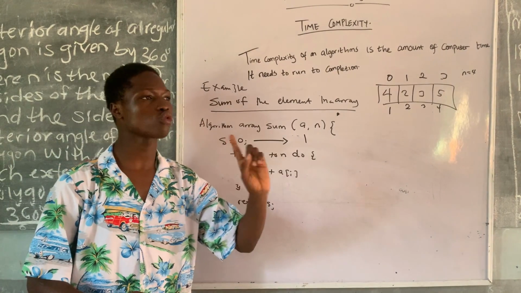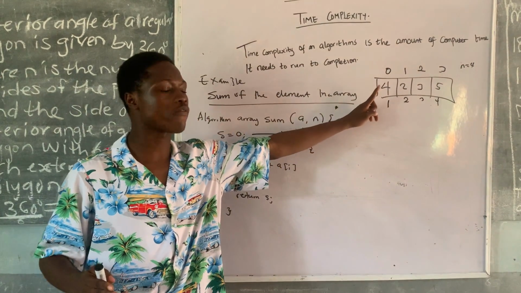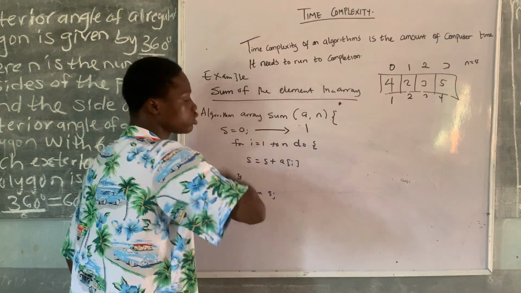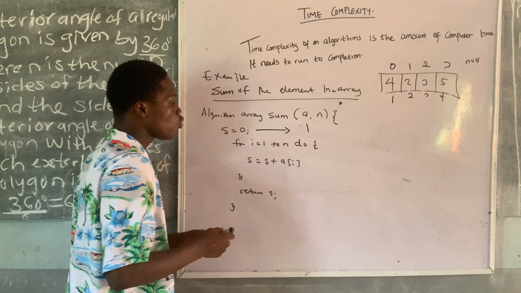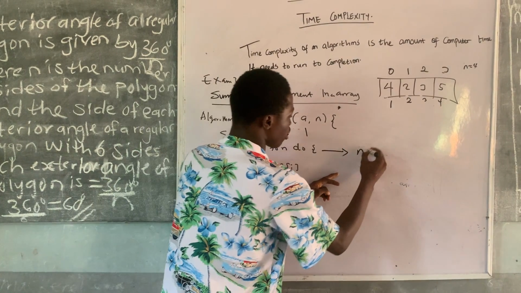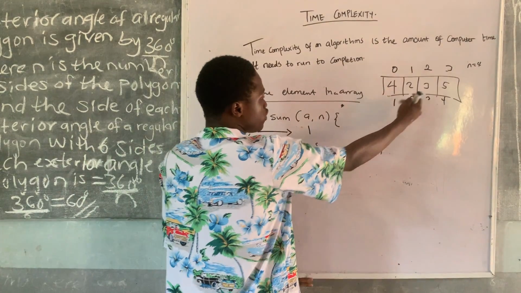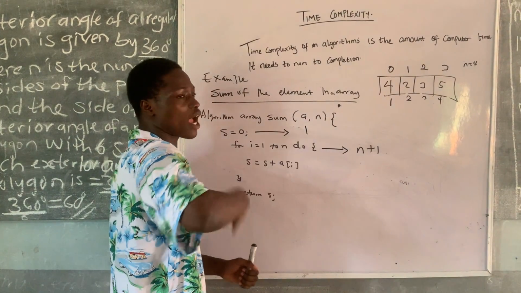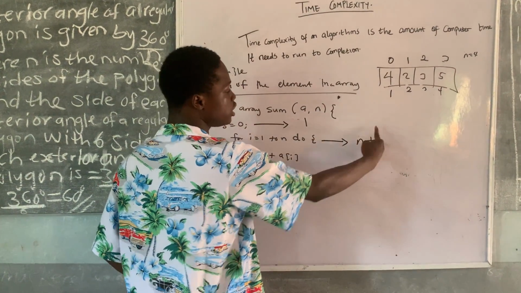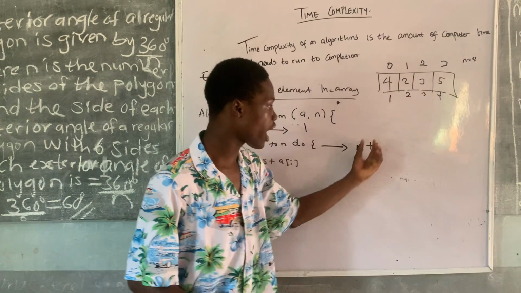Now, for i equals 1 to n: if you start from 1, it's going to count up to the number of your elements. The first element, the second element, the third element, the fourth element, so this is going to be n plus 1, because it starts from the initial check. You need to go 5 times before you can reach 5. If you want to go for 3, you need to go 4 times, that's 3 plus 1. That's why we have n plus 1.